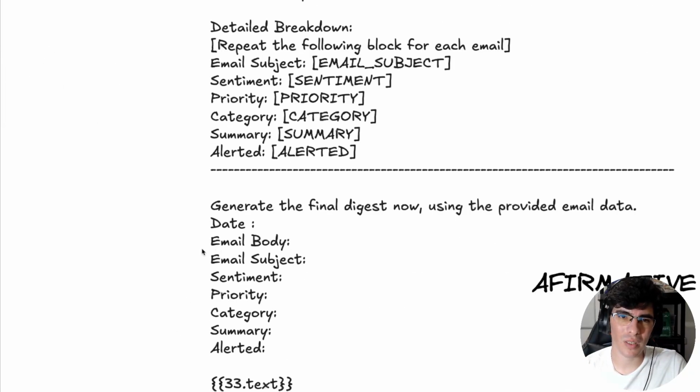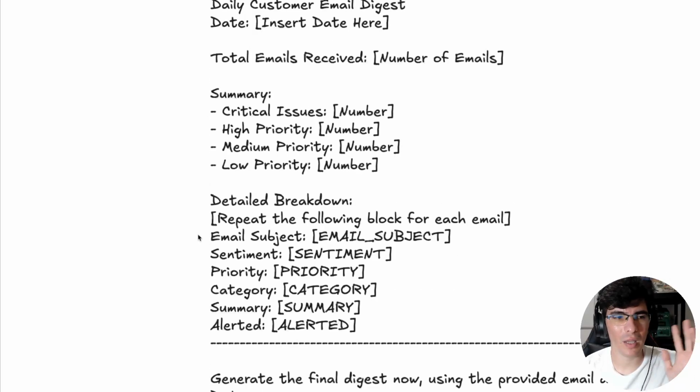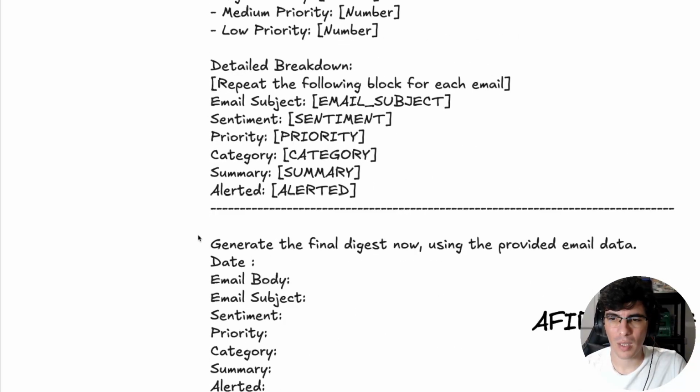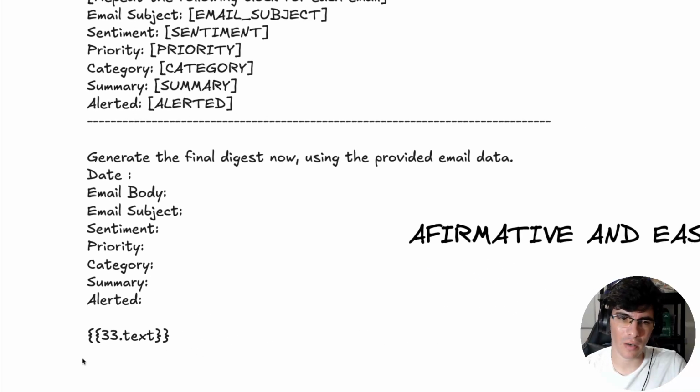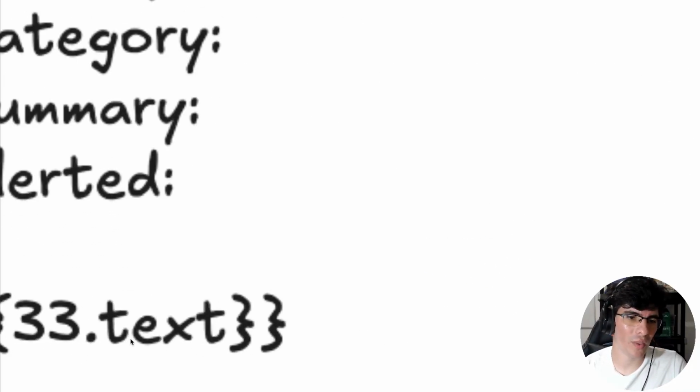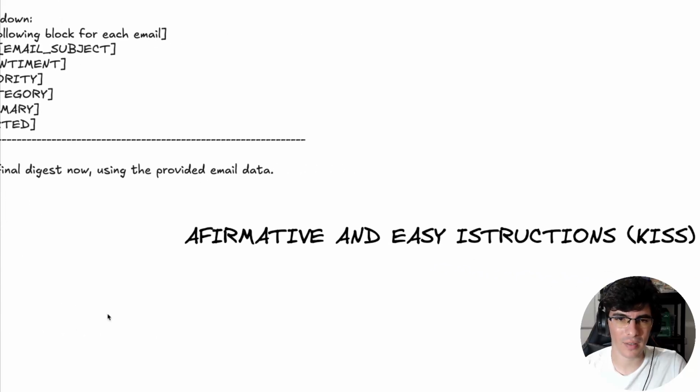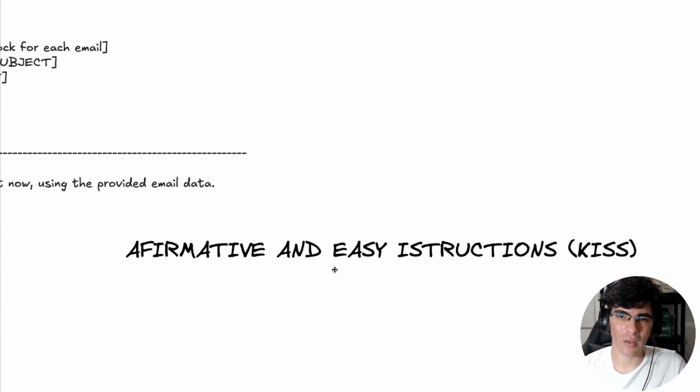Total emails received, critical, and so on. Everything else, it's very simple. And then we generate the final digest: email body, subject, etc. We'll see in a second what this 33-point text is. And affirmative and easy instructions. Keep it simple, stupid, for me.